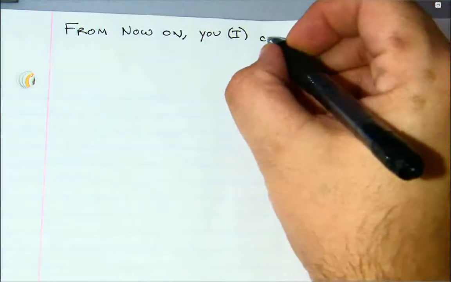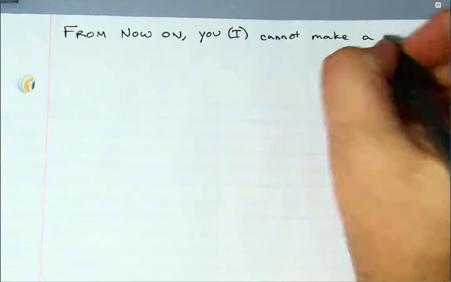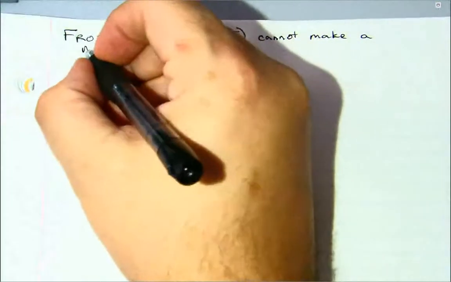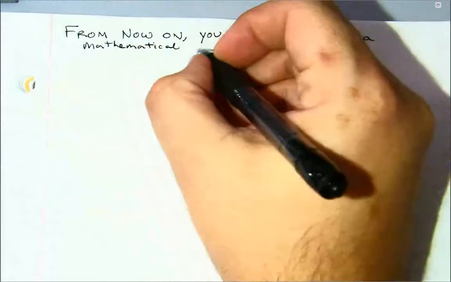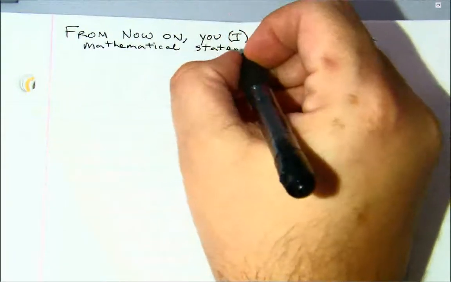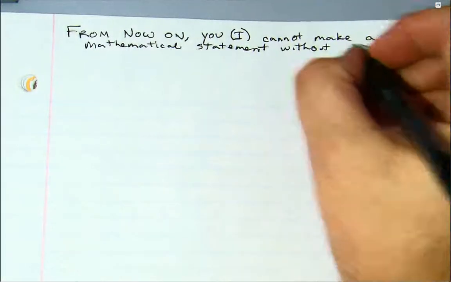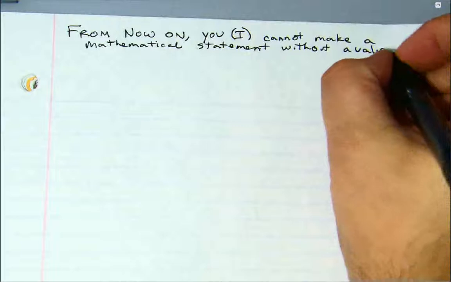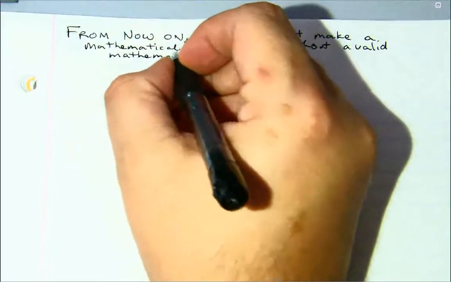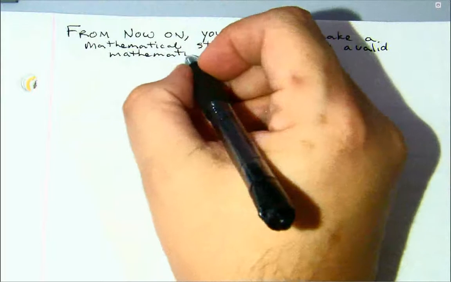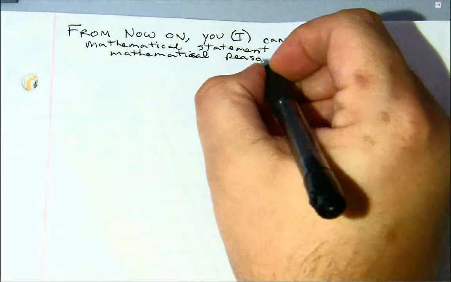You cannot make a mathematical statement without a valid mathematical reason to back it up.